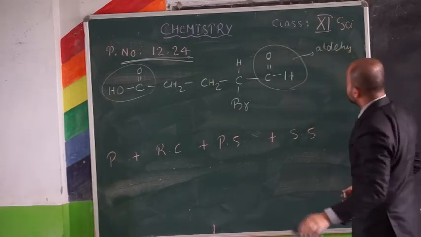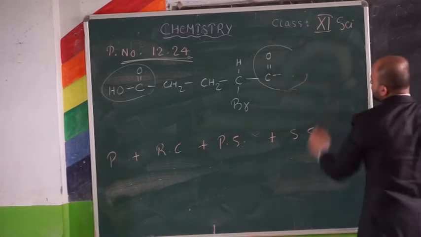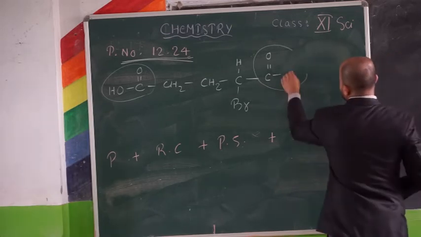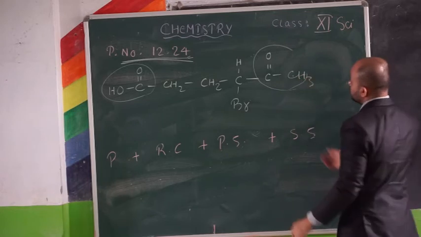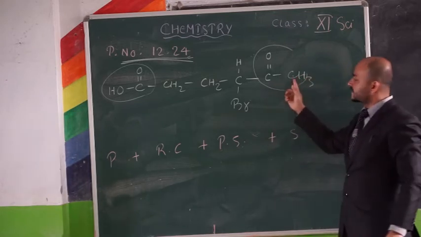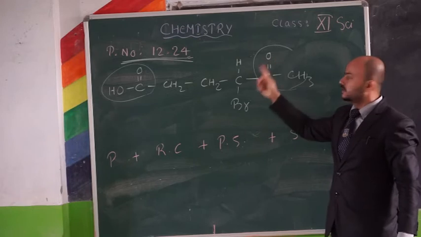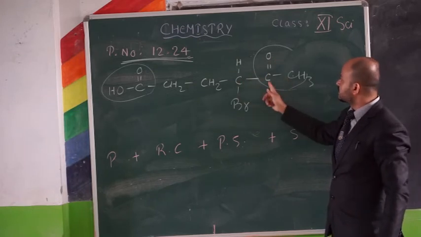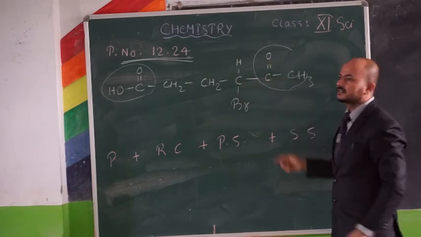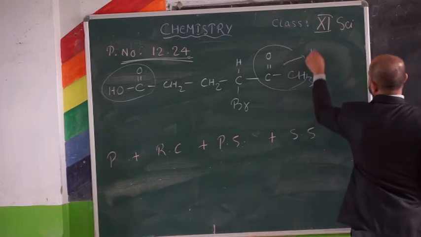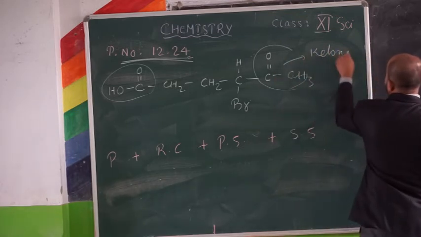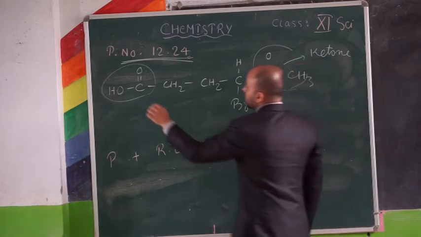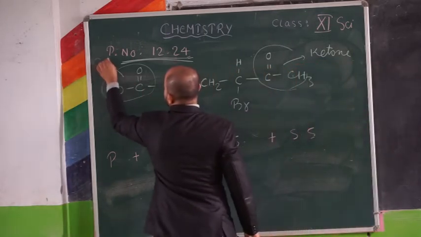So instead of taking aldehyde, let's take ketone, CH3. So see, if you have an H there, that will be aldehyde. You have carbon on both sides of C double bond O. Now this is what? This is ketone. This is ketone. And this is carboxylic acid. This is carboxylic acid.